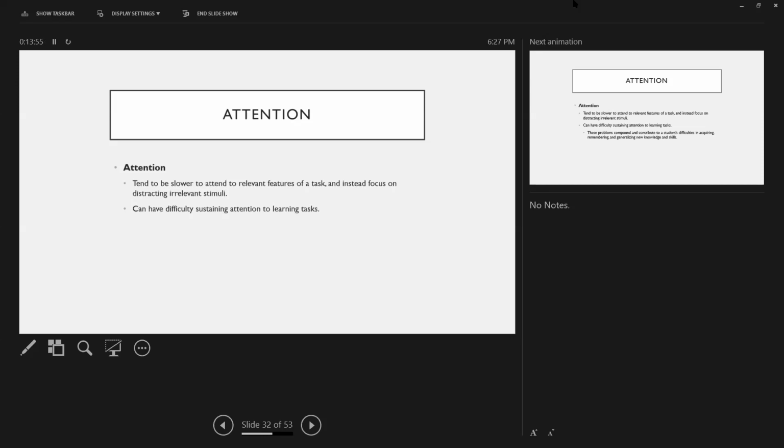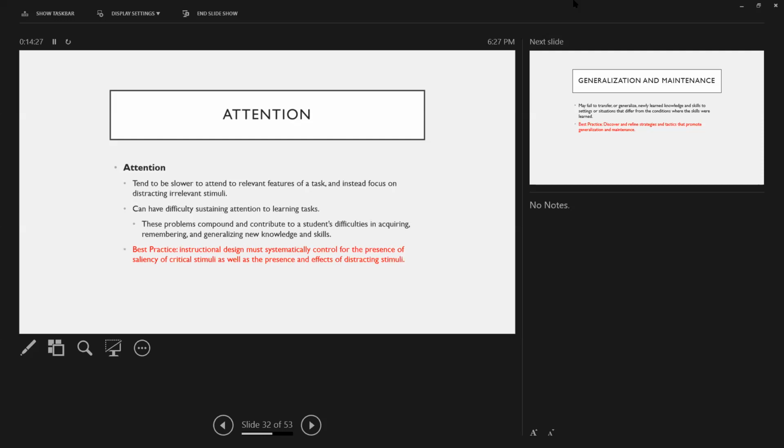Sustaining attention to learning tasks is another challenge. So that's essentially the ability to remain focused for a sustained amount of time in order to participate in the learning activity. And so basically these attentional deficits are going to have a compounding effect, and it's going to get in the way of acquiring, remembering, and also generalizing new knowledge and skills.